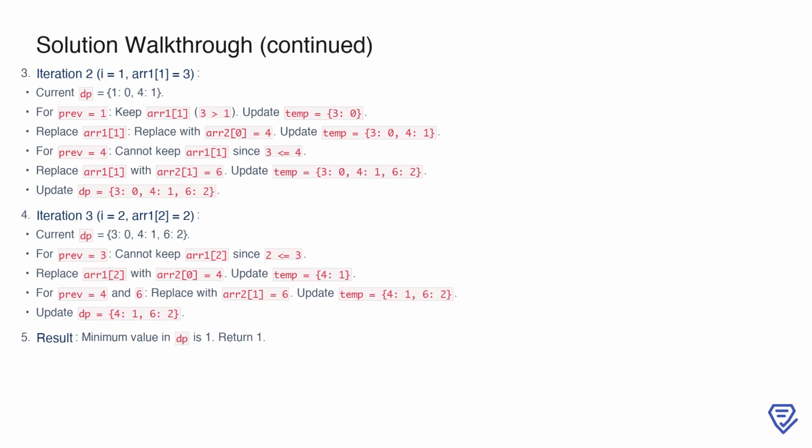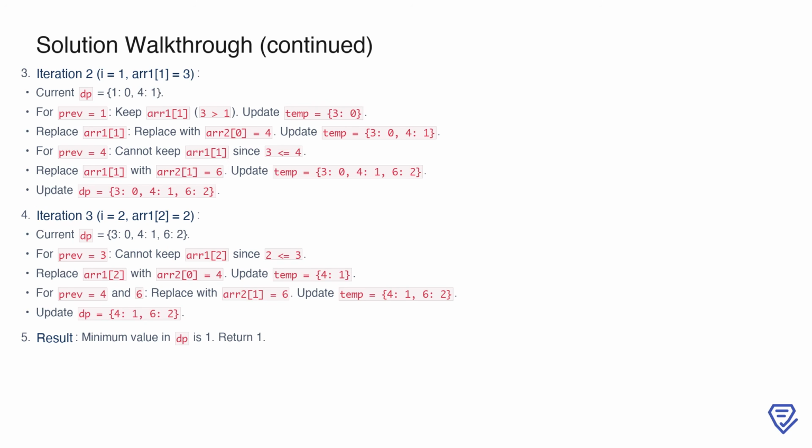The current DP is {3: 4, 1: 6, 2}. For the previous value of 3, keeping 2 is not possible as it's not greater. Replacing 2 with the smallest value in ARR2 greater than 3, which is ARR2[0], or 4, requires one operation, so temp becomes {4: 1}.